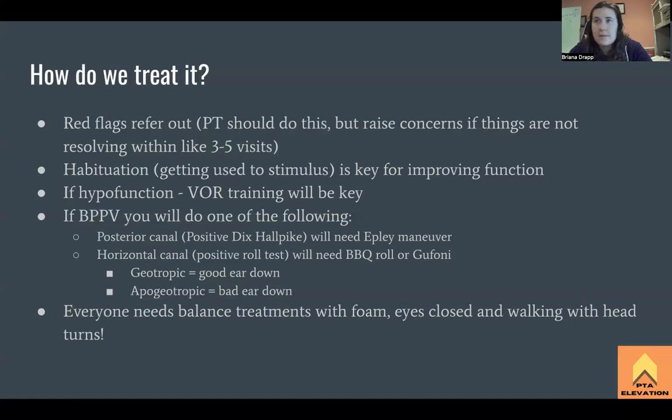But let's say you do those exercises, they go up to a 6. And then the next visit, they're at a 5. And then the next visit, they're at a 4. That's improvement for the dizziness because you're getting them used to that. So habituation is super important. Again, for hypofunction, the VOR training is going to be important.